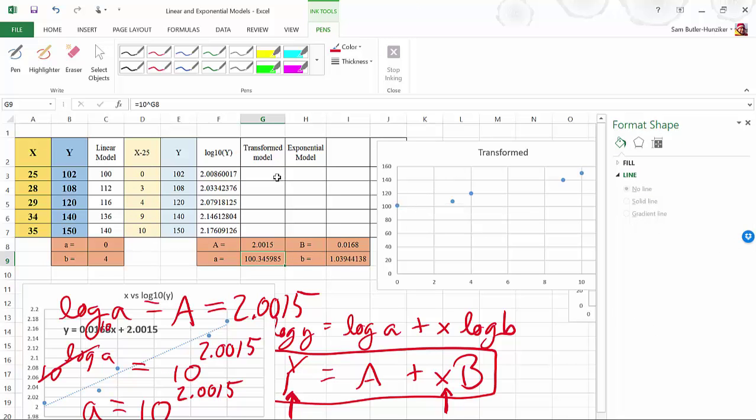So our transformed model is going to be equal to little a, which is in cell G9, times little b, which is in cell I9, raised to the x power. Again, this is for our transformed model, so that's going to be our transformed x value.